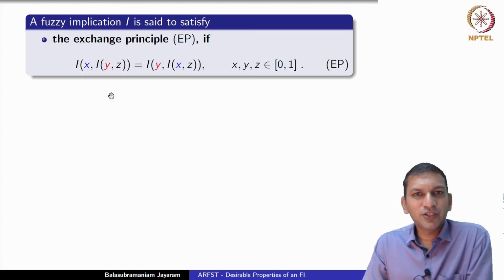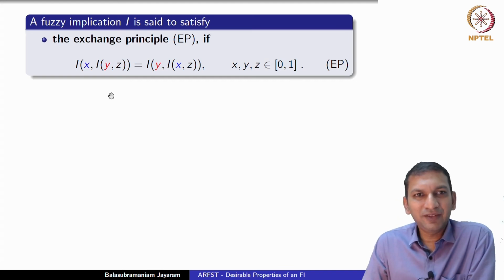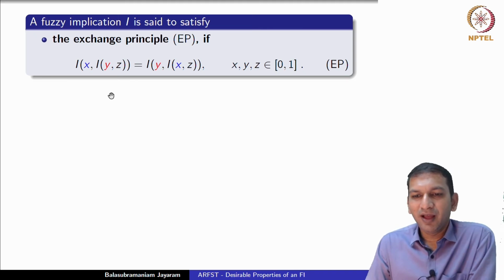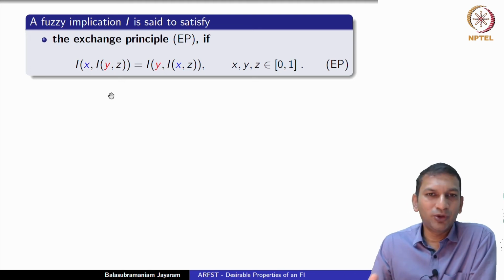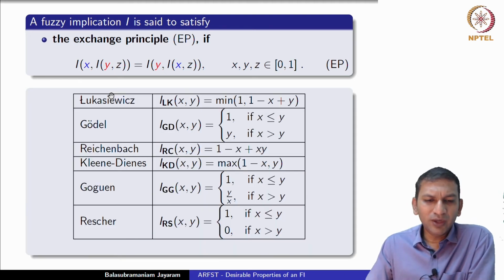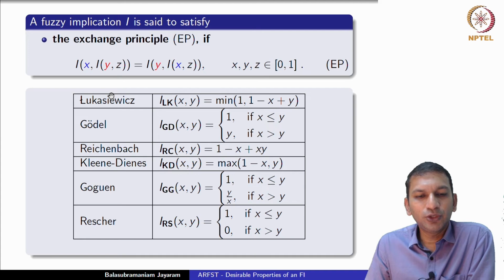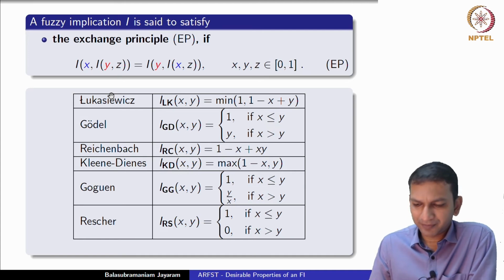Now, just like in the case of associativity, it is a little difficult to give a geometric idea of it, a perspective of what the exchange principle is. So we take recourse to actually taking the formula and checking it. For instance, if you look at these 6 basic fuzzy implications, except for the Rescher implication, it can be shown that all the others do satisfy the exchange principle.